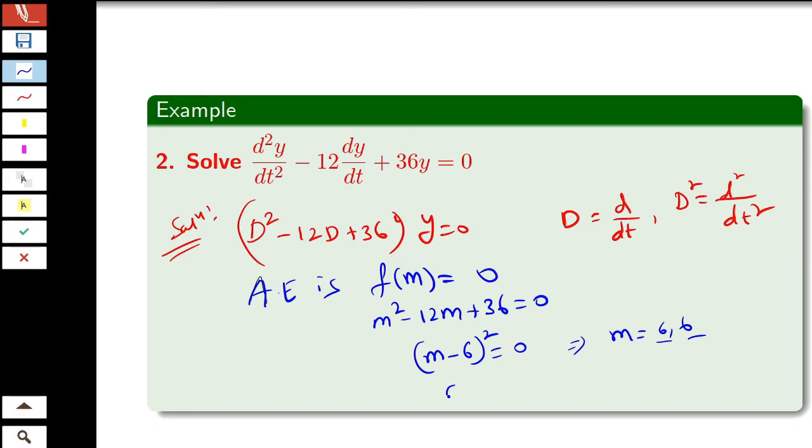If it is repeated 2 times, what is the CF? It is nothing but y of t equals (c1 plus c2 t), and we need to write in terms of t. Remember this, e power 6t. This is your solution.